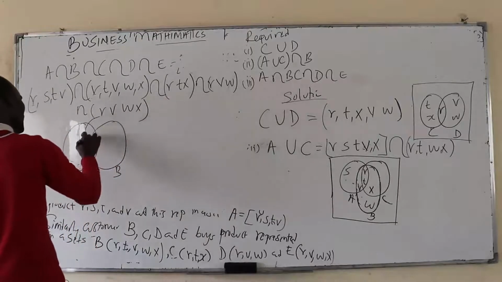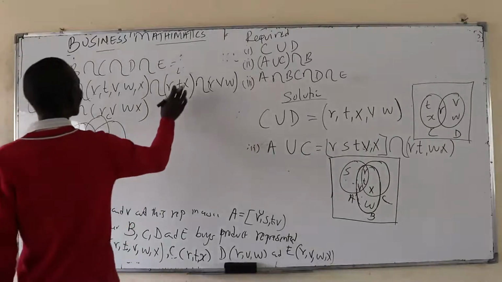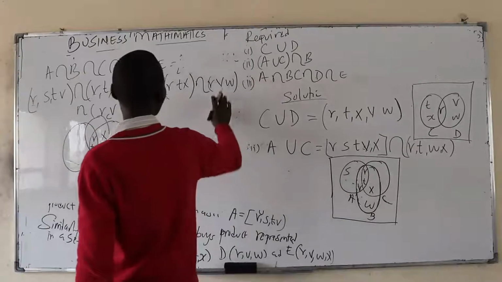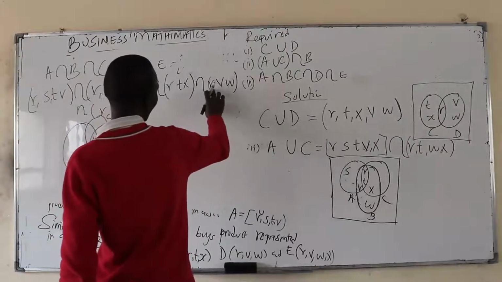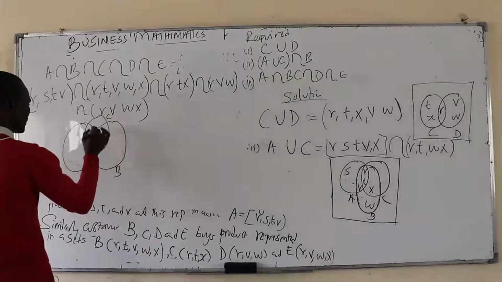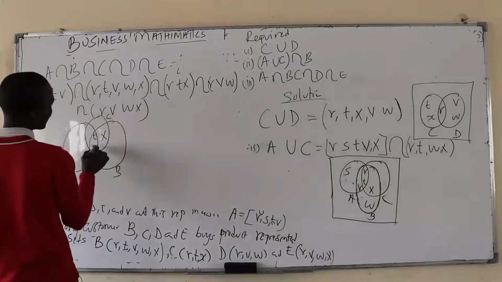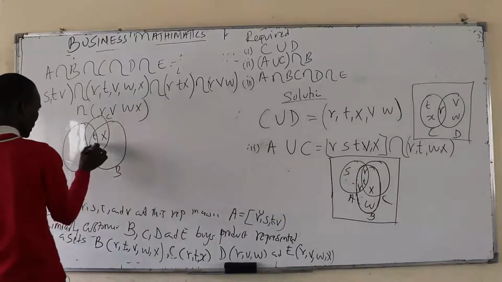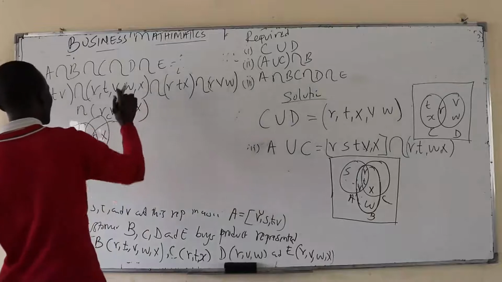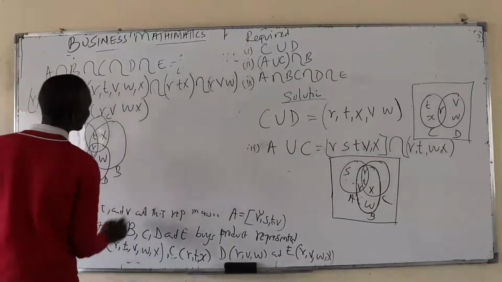You write the elements in A: R, S, T, V. Then intersecting with the elements in B, whereby we have R, T, V, W, X. Then intersecting with the elements in C, whereby we have R, T, X. Then intersecting with the elements in D, whereby we have R, V, W. And lastly, intersecting with the elements in E, whereby we have R, V, W, X.